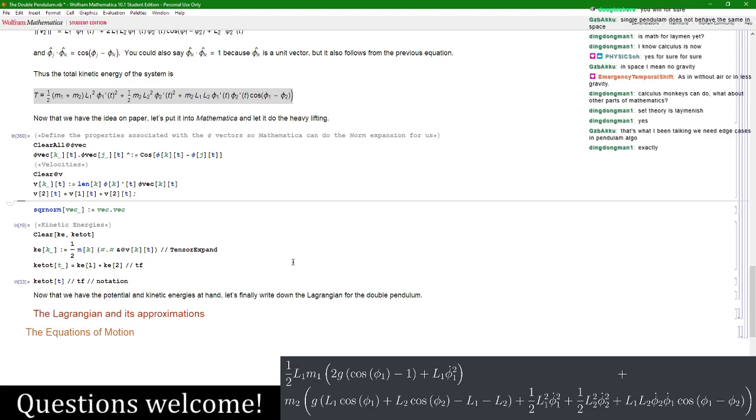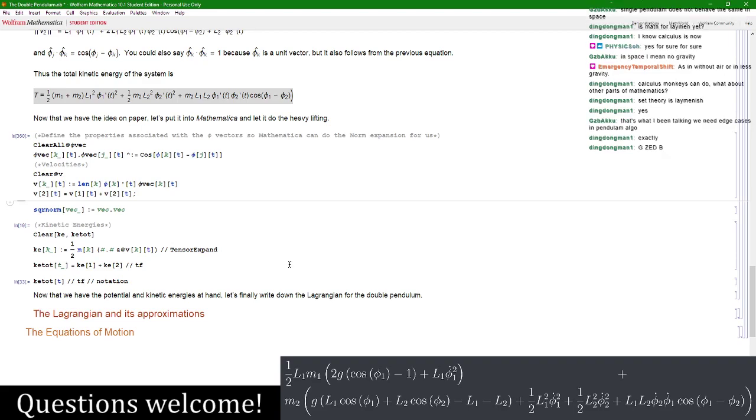So GZB, that's what you've been talking about. We need edge cases in the pendulum algorithm. Well, in this algorithm, you can just set G equal to 0, and then you're good. Also, you can set M2 equal to 0, and then you just have the same physics as the single pendulum.